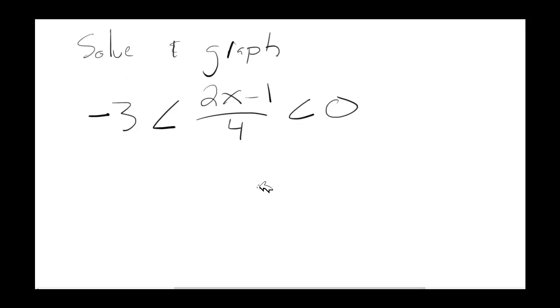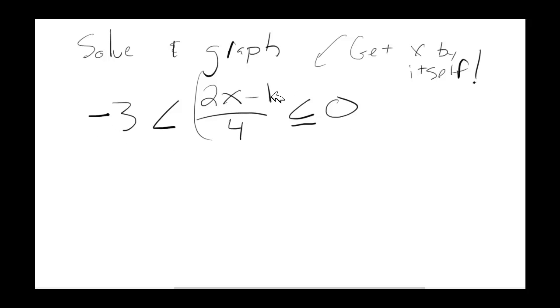Alright, let's see if we can solve this. So this would be called a compound inequality because you've got two inequalities here, and I'm going to change this to make this less than or equal to. Okay, the goal here, we need to get x by itself. And now I just have 3 sides. Remember, whatever you do to one side, you got to do to all 3.